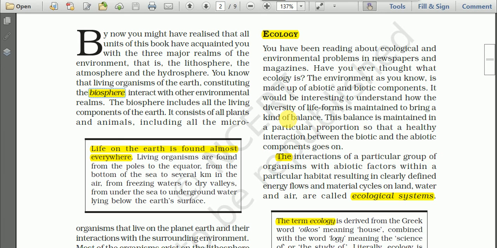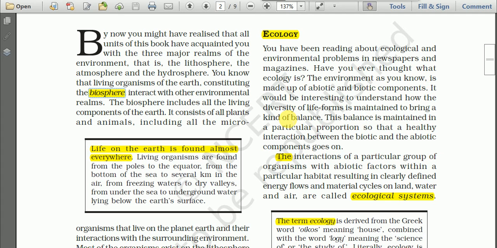So Encyclopedia Britannica defines this biosphere as the relatively thin life supporting stratum. Stratum means layer of the earth surface extending from a few kilometers into the atmosphere to the deep sea vents of the ocean. So biosphere is a relatively thin life supporting layer of the earth surface, and it lies where the lithosphere, atmosphere, and hydrosphere meet together.